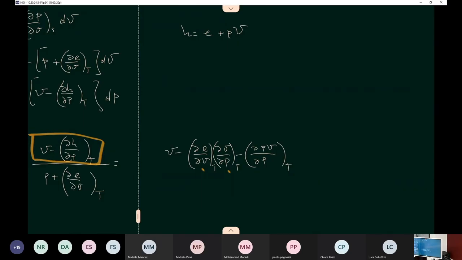Yes, constant temperature, this is V. Then I have this term, and then I have to derive at constant temperature this term, and this will become minus V, because if I derive with respect to P, we have V dP over dP, which is of course one, and then I have the other term, which is minus P dV over dP at constant temperature. So you see that we have a V here, another V here that simplify.